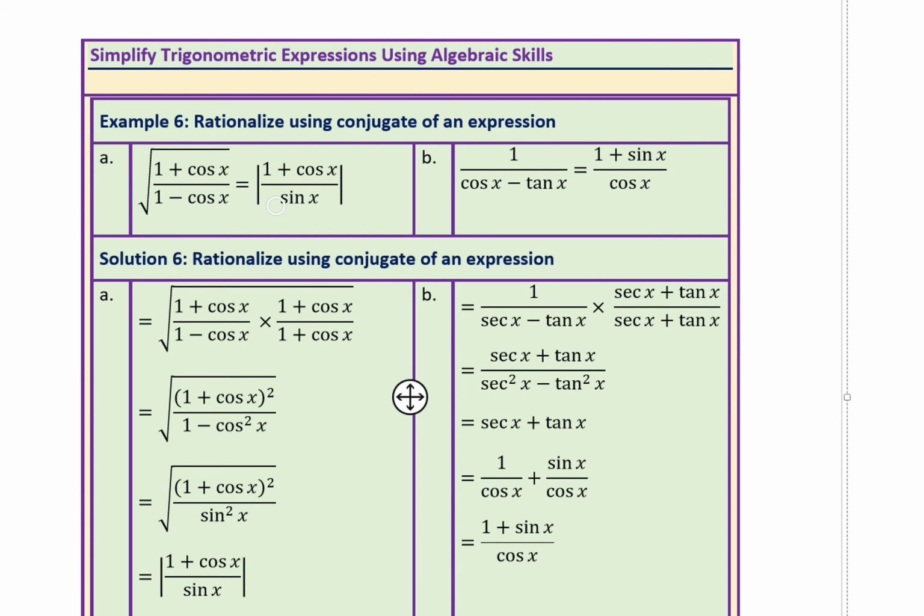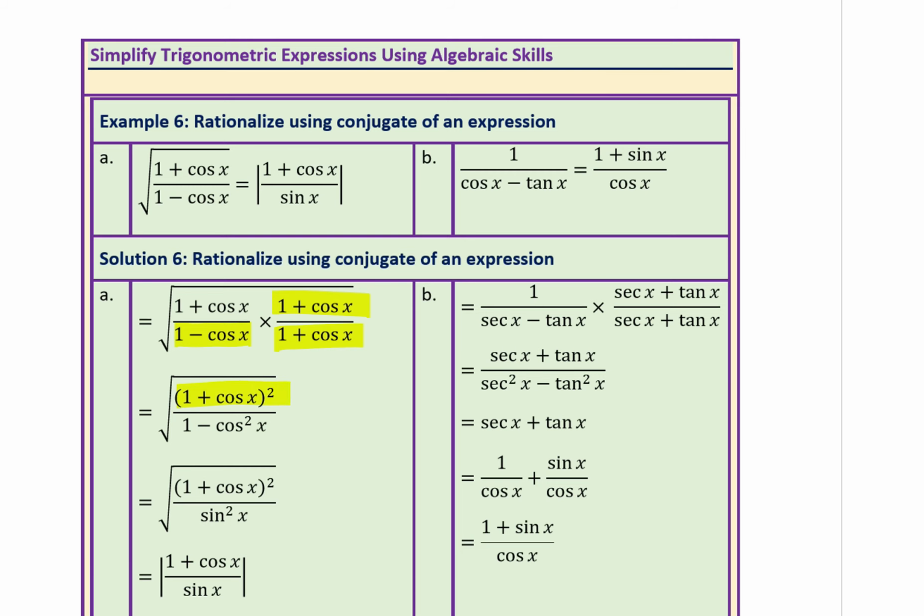It is absolute value of (1 plus cos x) over sin x. Now, in such cases, whenever you find square roots, you need to rationalize. So let us rationalize with the conjugate of the denominator. Denominator here is 1 minus cos x, so I multiplied by 1 plus cos x and divided by 1 plus cos x.